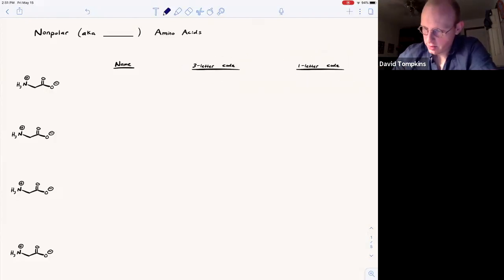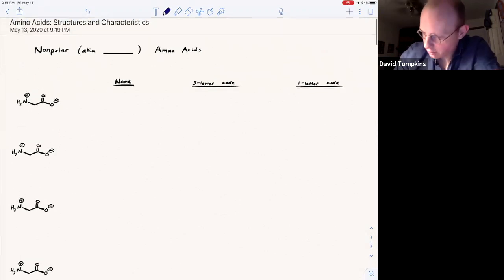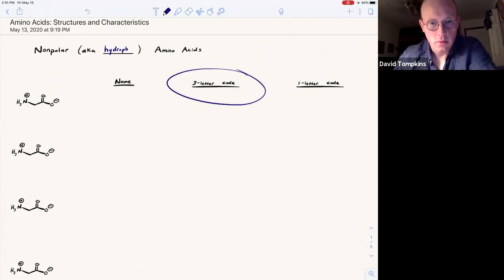And we'll find that the nonpolar or the hydrophobic residues are going to be those that are most simple, and that the three-letter code will often be very easily predicted by the full name.